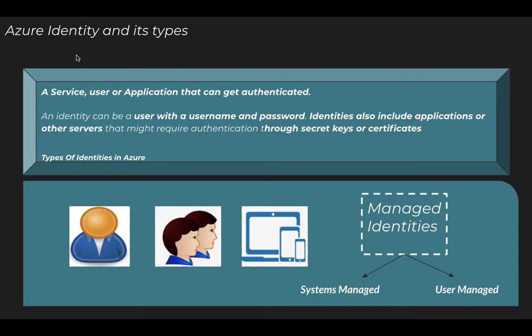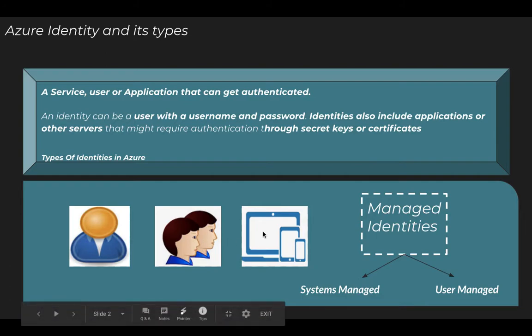Before digging in further, we should know what identity is, as we have already studied. It could be a service, a user or an application that can get authenticated within Azure AD. An identity could be your user or a group, which has a password or credentials. Identities also include your applications or other servers that might require authentication to secrets, keys or certificates. So we have different types of identities in Azure. It could be a user, a group, an application or a server.